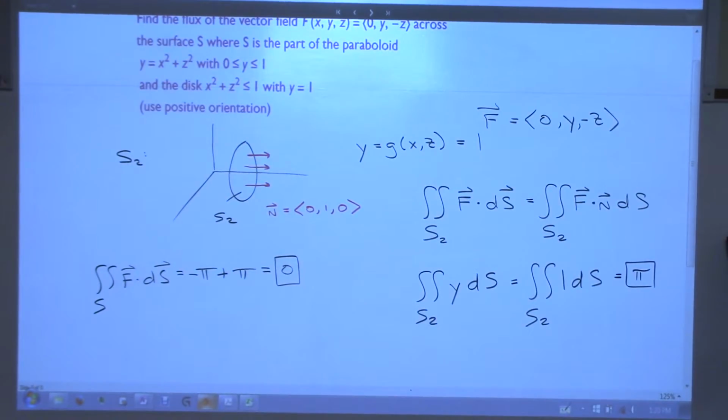I don't know. We could check it, but yeah, it seems like it would make sense that way. Yeah, that makes sense. Flux doesn't.